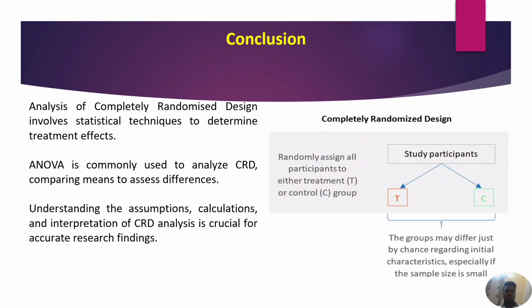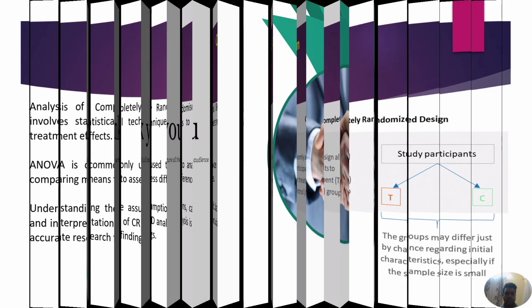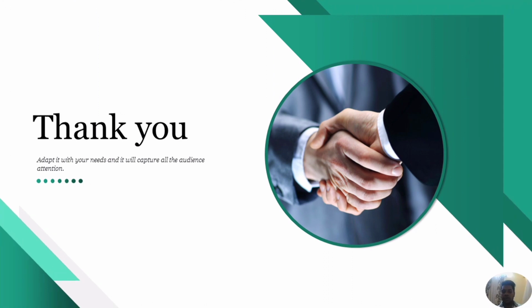So, coming to the last, the conclusion. Analysis of completely randomized design involves statistical techniques to determine the treatment effects. ANOVA is commonly used to analyze CRD, comparing means to assess differences. Understanding assumptions, calculations, and interpretation of CRD analysis is crucial for accurate research findings. So, this was all about completely randomized design, its applications, its advantages, and many more things we have discussed.